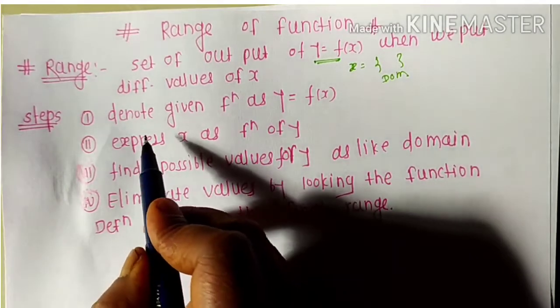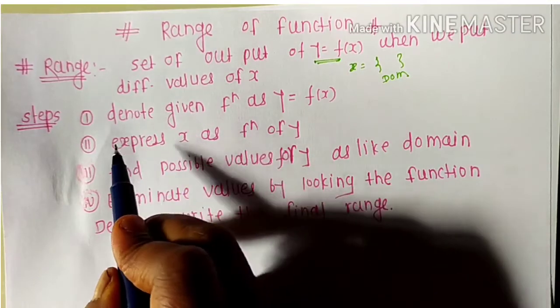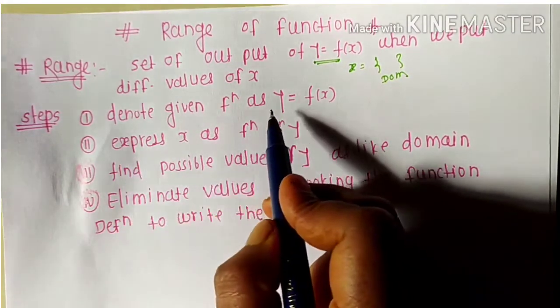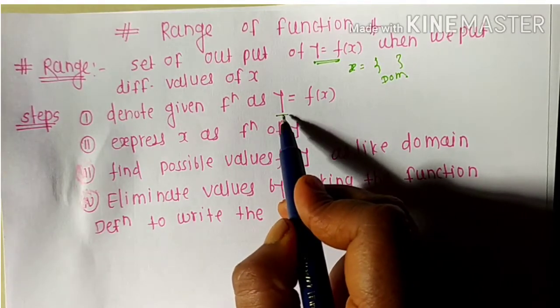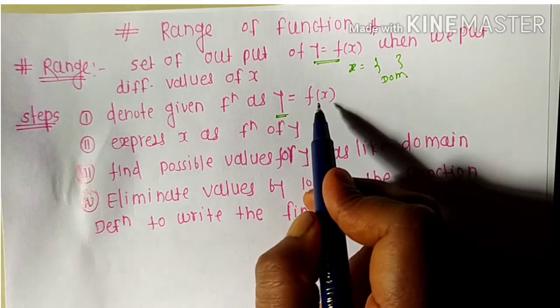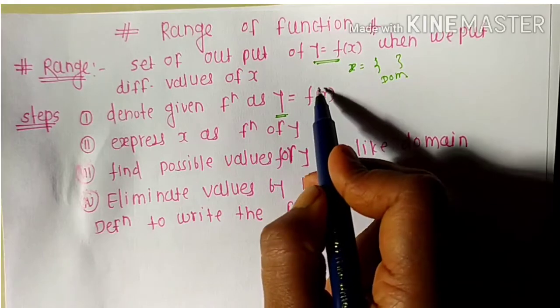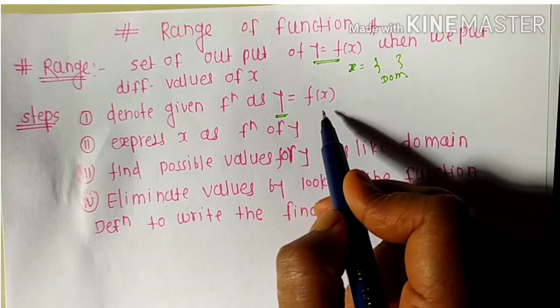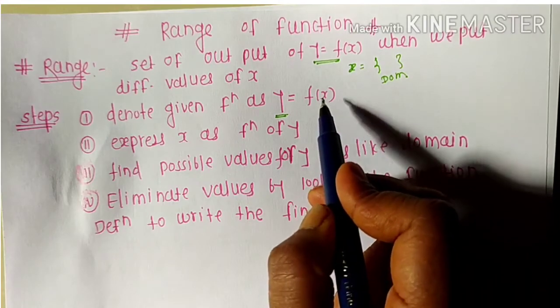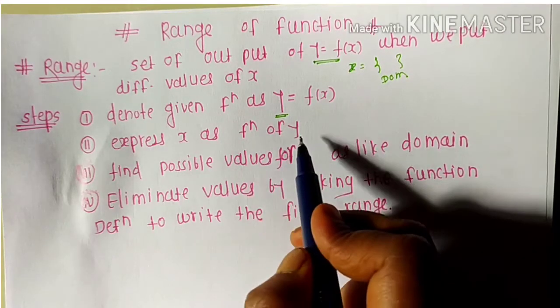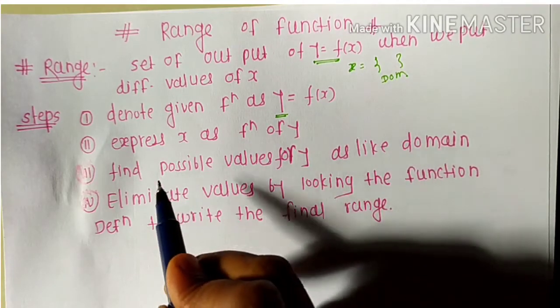Okay, now here are the steps to find the range. Whatever function we are given, we denote this function by the symbol y. Then after that, if the given function is in terms of x, we express this in terms of y. तो x का जो फंक्शन है वो हमें y के फंक्शन में एक्सप्रेस करना है. ओके, बाद में क्या करना है?